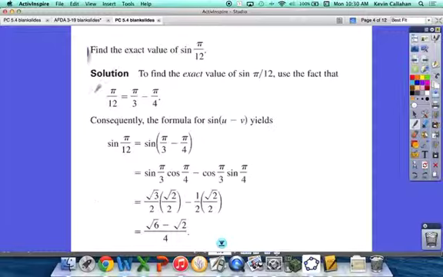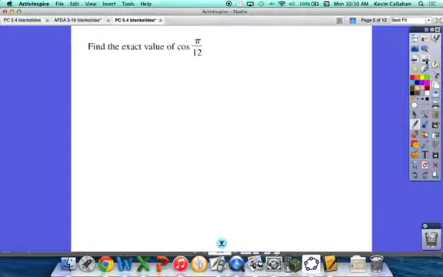But you would have to remember, somehow you always got to turn these into angles for which you know the coordinates, because they're unit circle angles. And sometimes they're using radians, and sometimes you're using degrees. So that was the sine of pi over 12.